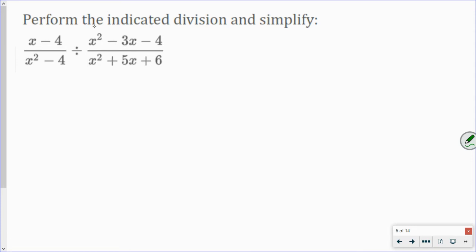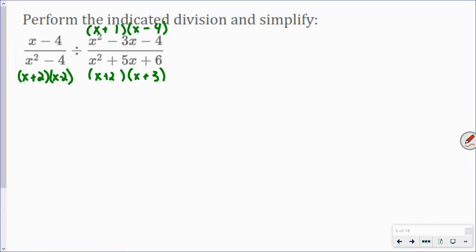Factors of 4 that subtract to 3: 4 and 1, signs are different. The bigger one's negative, so plus 1 and minus 4. Factors of 6 that add to 5: signs are the same. They're both positive, so x plus 2, x plus 3. This is a difference of squares here, so x plus 2, x minus 2.